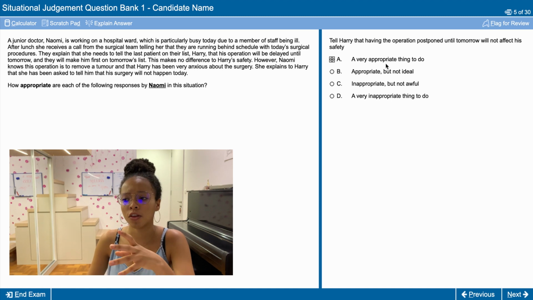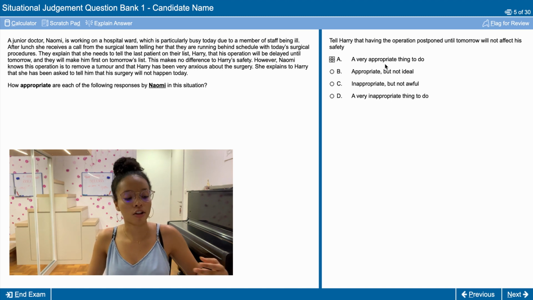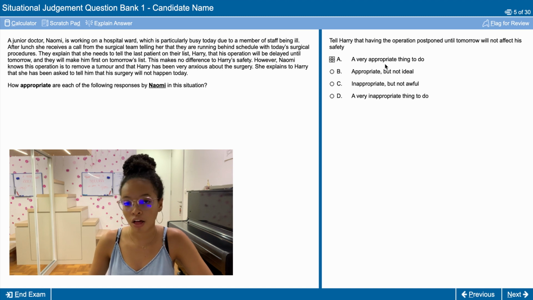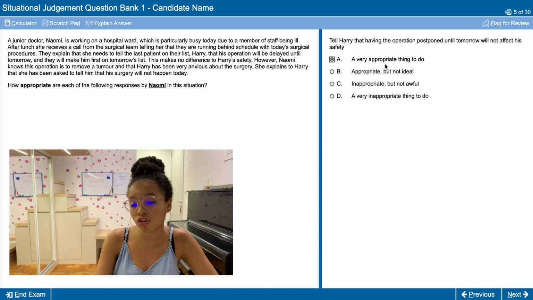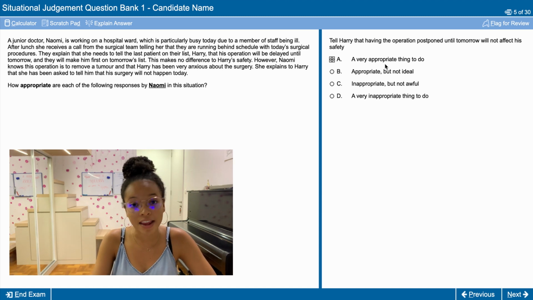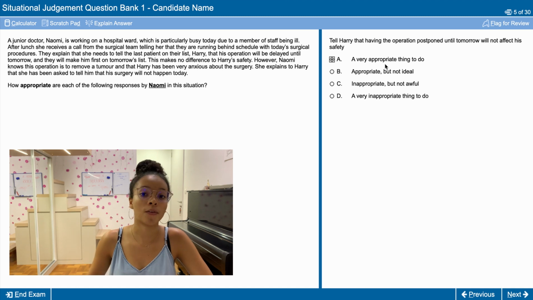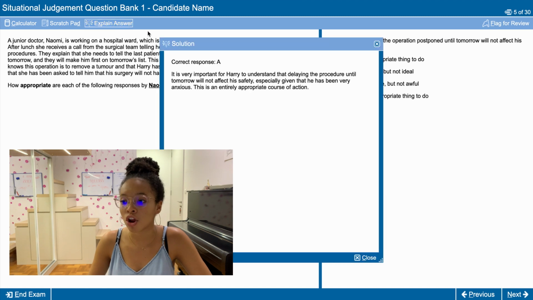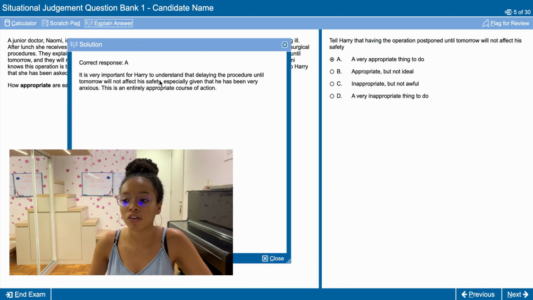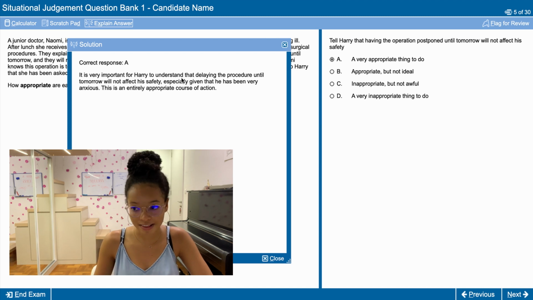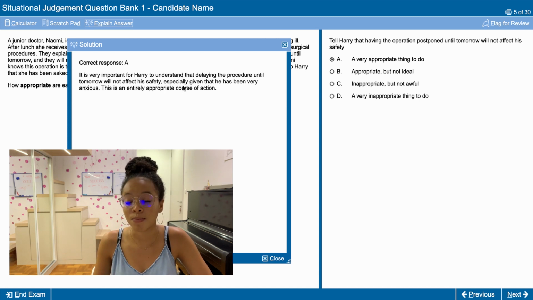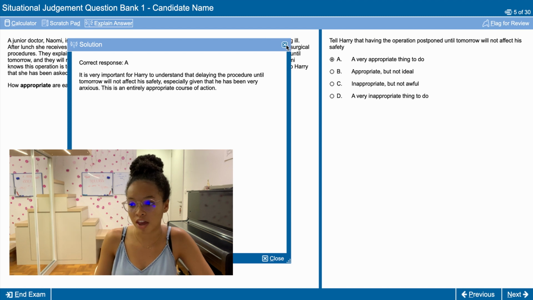Well, it's very appropriate because Harry has been known to be very anxious about his surgery, even though the whole medical team knows that doing the surgery tomorrow will not affect his health whatsoever. So trying to reassure Harry by telling him that doing the surgery tomorrow will not affect his safety in any shape or form is a very appropriate thing to do, because it will help soothe his nerves and calm his anxiety. And if we look at the answer, it is A. It is very important for Harry to understand that delaying the procedure until tomorrow will not affect his safety, especially given that he has been very anxious. This is an entirely appropriate course of action.